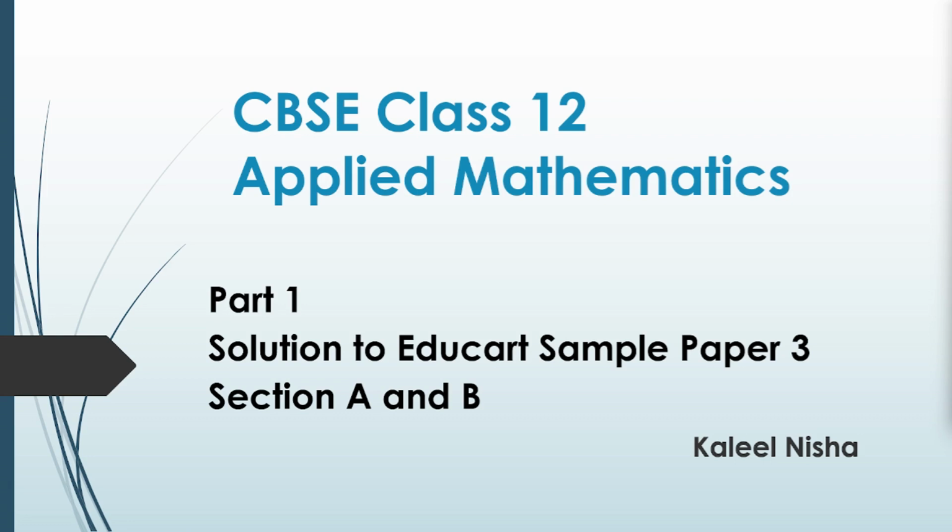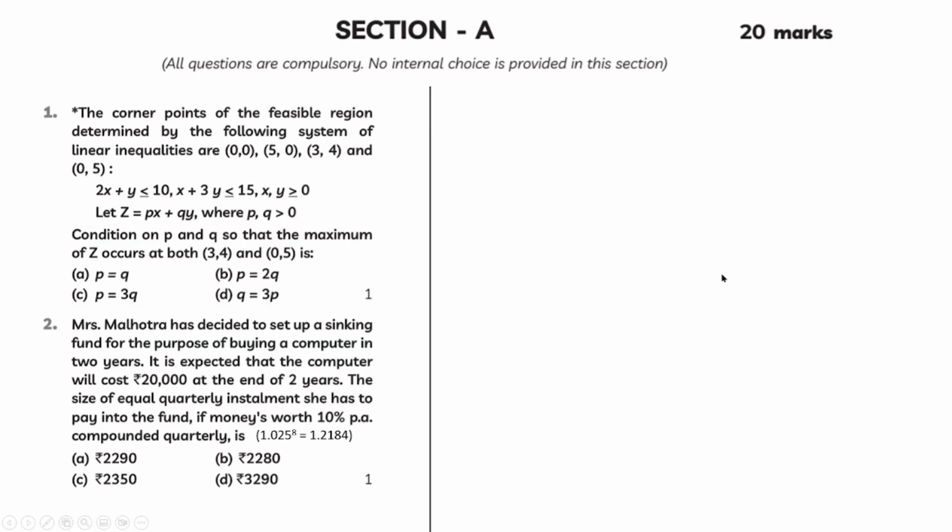In this video, we will see the solution to section A and B of Educart sample paper 3. So first we have section A, which includes 20 multiple choice questions. There are some questions which are not included in the syllabus. Those questions are not included in this video.